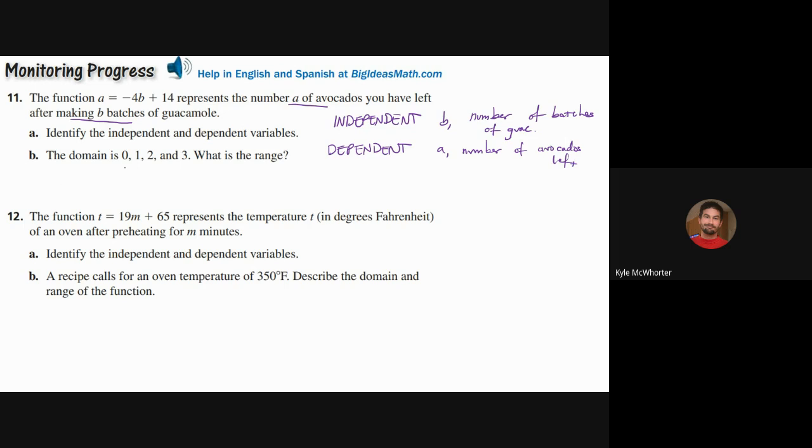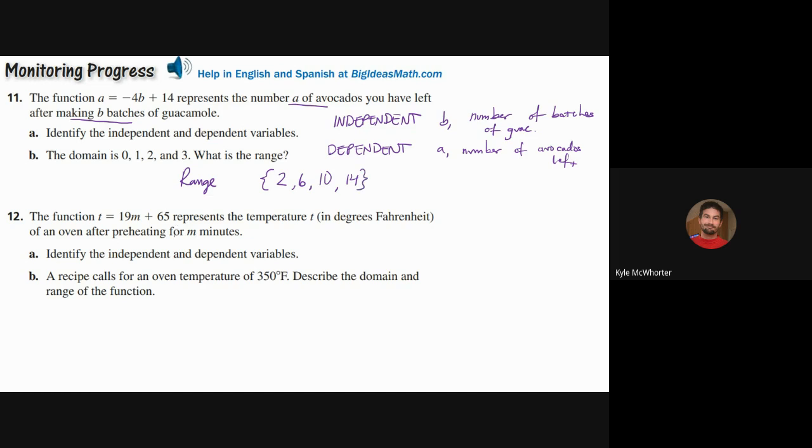If the domain is 0, 1, 2, and 3, what would be the range? Okay, so when we plug in a 3, our output would be 2. When we plug in a 2, that would be -8 plus 14, so 6. If we plug in a 1, that's -4 plus 14, so 10. If we plug in a 0, that's 14. So there's your range.